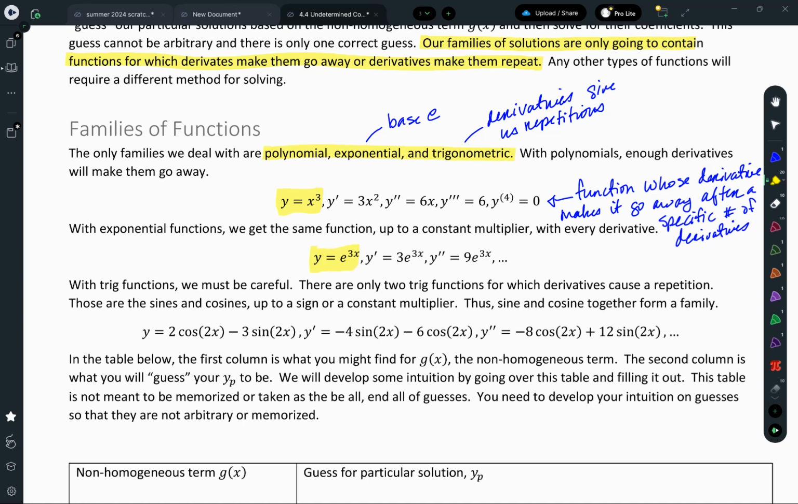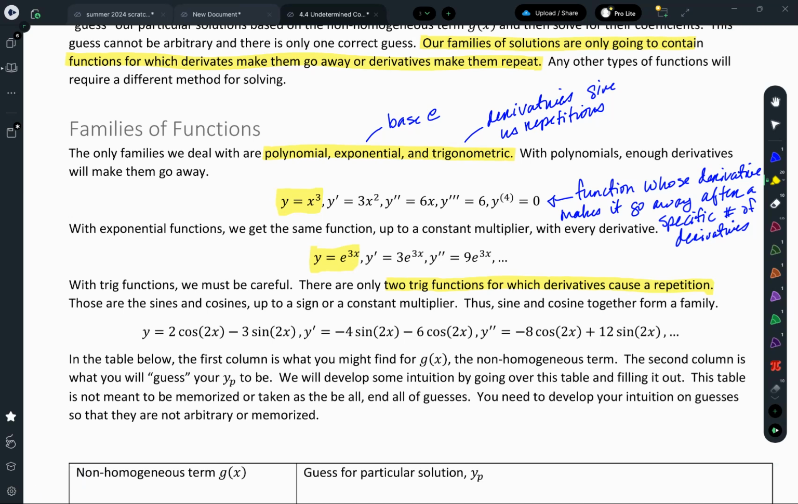Every time we take a derivative, we're seeing the same functional part, we just have a different multiplier. And so this is a nice function. With the trigonometric functions, we have to be careful. There are only two good trig functions. I brought up one of the bad ones, tangent, but there are a couple others. But we want to focus on the two trig functions for which derivatives cause a repetition. And those are going to be sines and cosines.